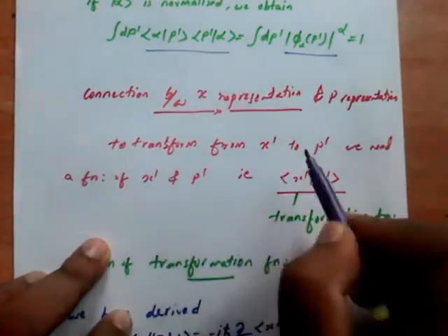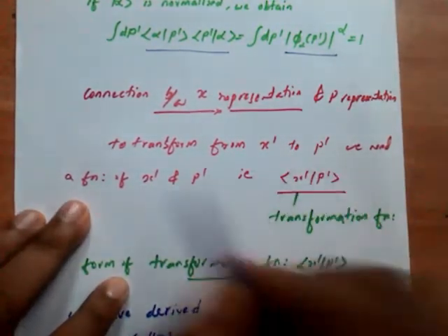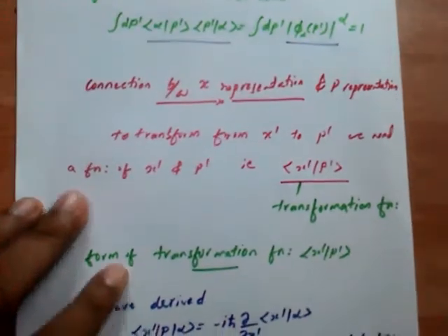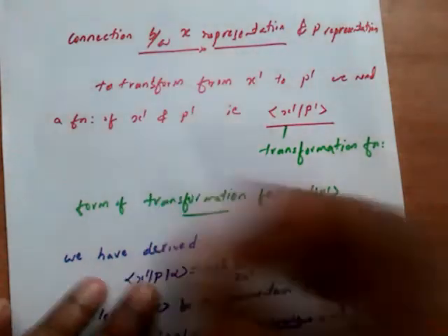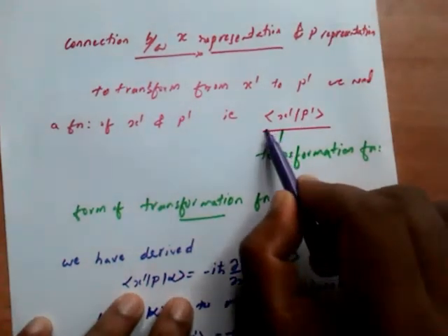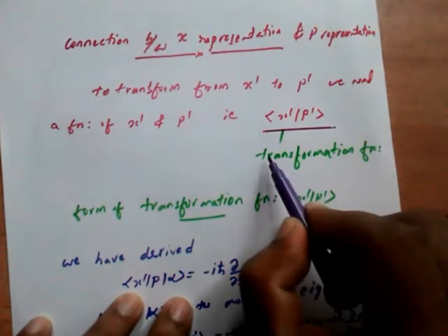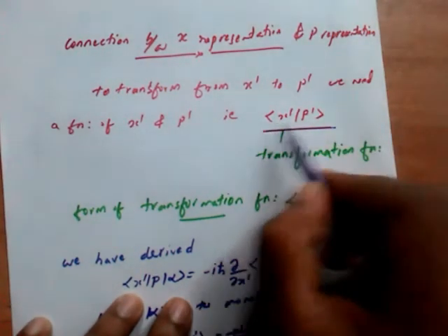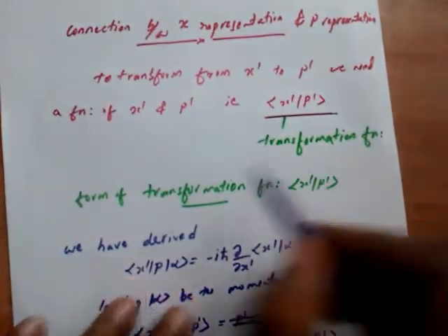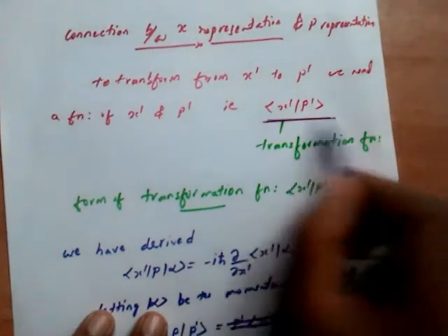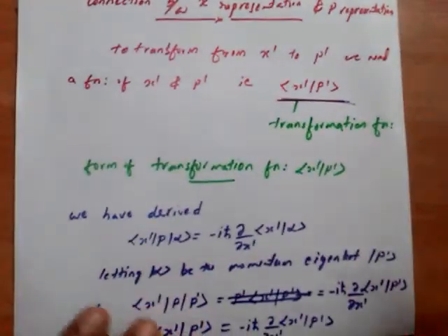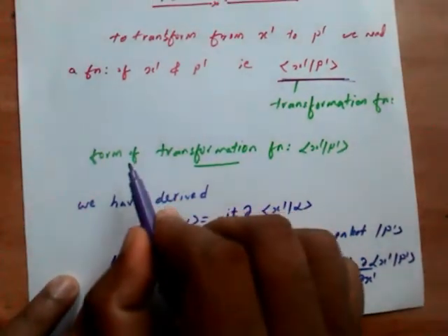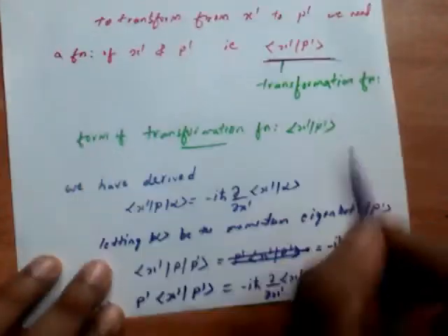To transform from position basis to momentum basis, we need a function of x dash and p dash. That is known as the transformation function x dash p dash. We are going to derive the form of this transformation function, how this transformation function will look.